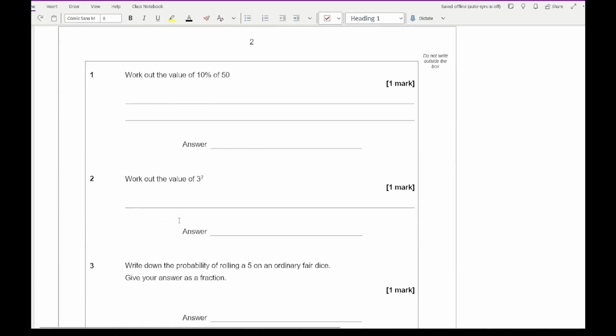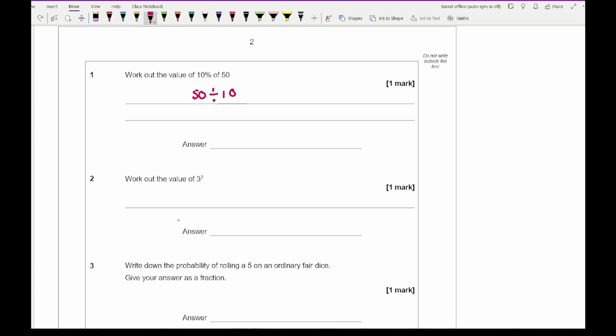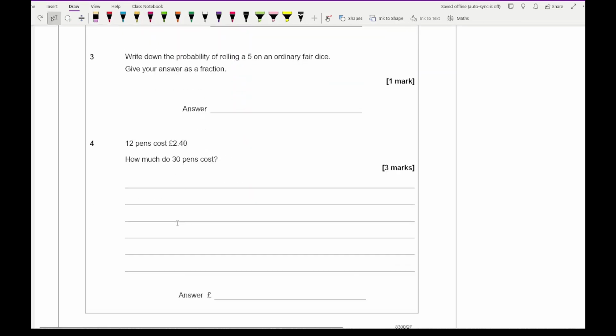So looking at question 1, it says work out the value of 10% of 50, and this one should really be bread and butter for you, in which all we're doing here is dividing 50 by 10, and you should have the correct answer of 5. Question 2, it says work out the value of 3 squared, so that's just 3 times 3, which is 9. And then moving on to question 3, it says work out the probability of rolling a 5 on an ordinary fair dice. Give your answer as a fraction.